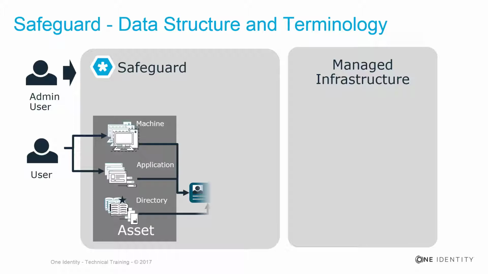To see that in detail, you can see the account could exist on machines, for example, local accounts, in applications, for example, application accounts, like database accounts, and you can just take accounts from a directory, like Active Directory, and you can use the directory as a store for accounts that could be managed as privileged accounts in Safeguard.